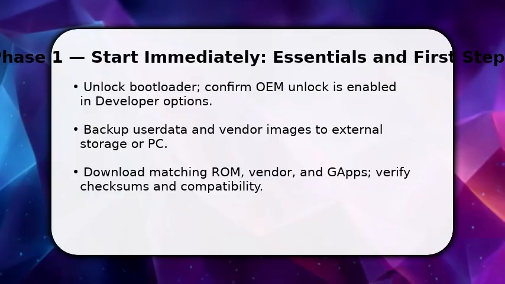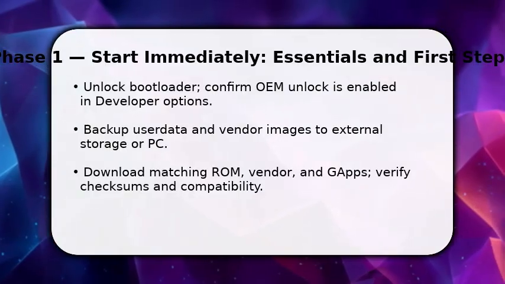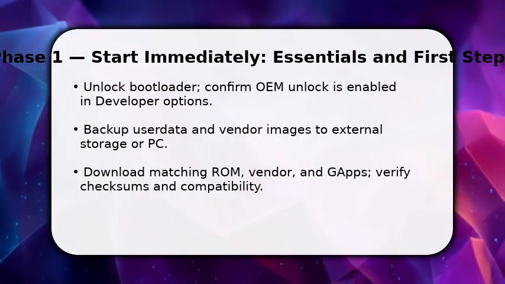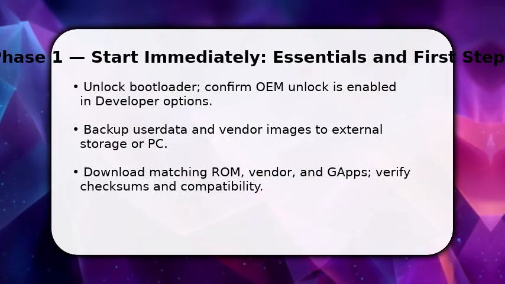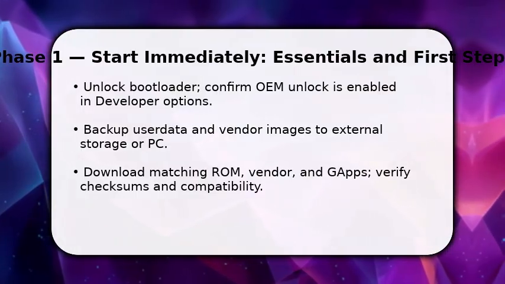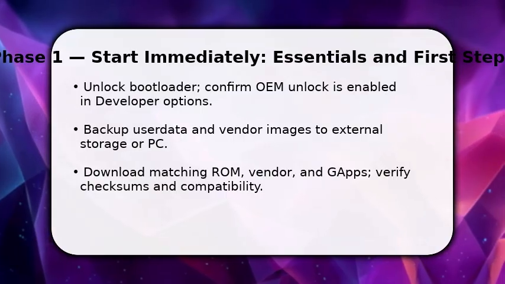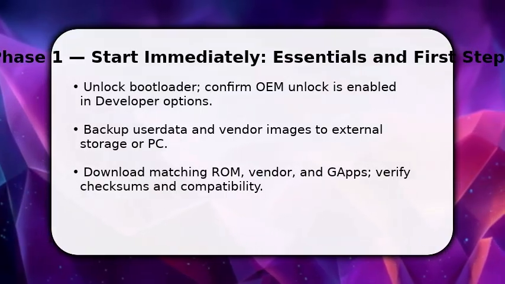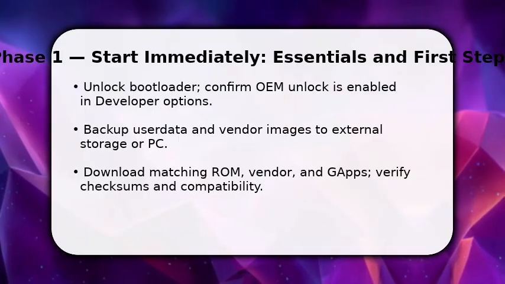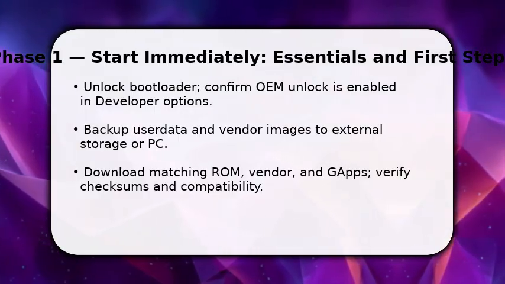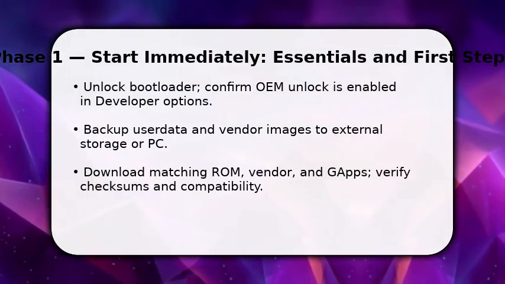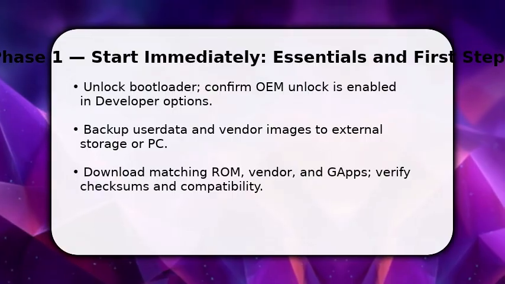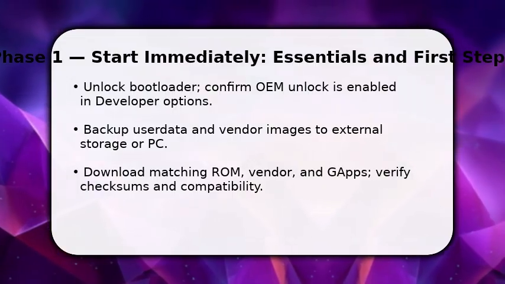Enjoy the video. You start by preparing the device. Unlock the bootloader now, because an update will need low-level access. Once done, make a full backup of user data and vendor partitions to a PC or SD card so you can recover if needed. You should also download the exact ROM build plus vendor and optional GApps and check checksums to avoid mismatched binaries. These first steps prevent bricks and save time later, so do them deliberately before flashing anything.